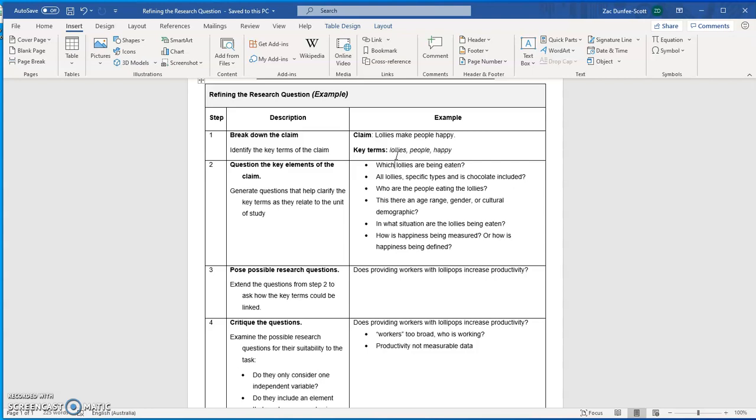Which lollies are being eaten? Are we talking about a specific type of lolly?